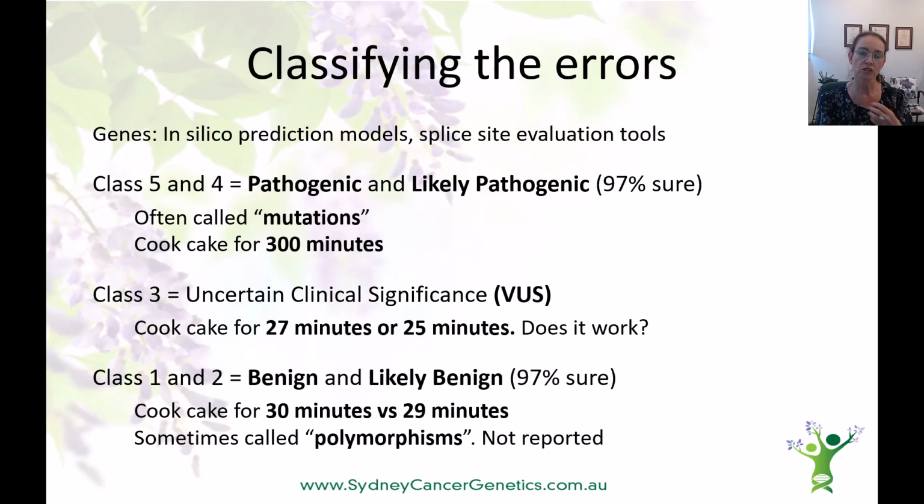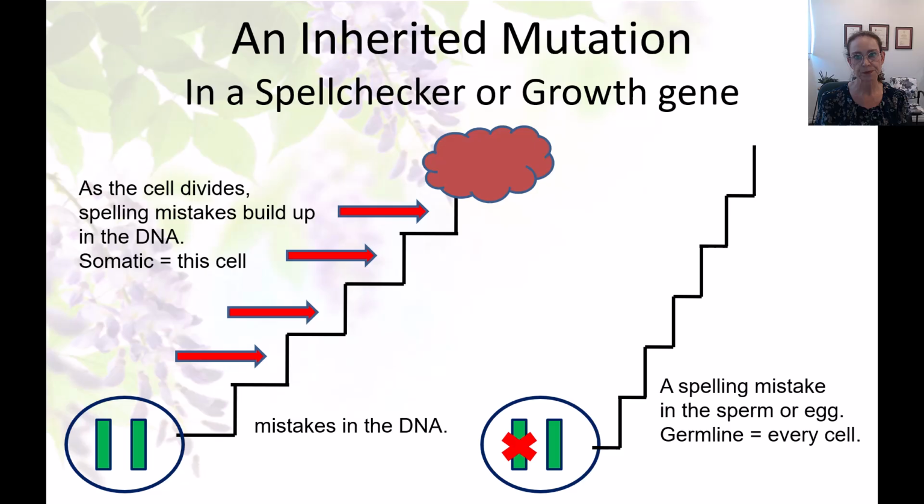And then there are changes that we all carry, but we don't think they cause us trouble. We call these polymorphisms if they're common. We all carry these changes, and luckily the labs won't tell us if they're there. If it doesn't cause you trouble, they're not going to tell you about it.